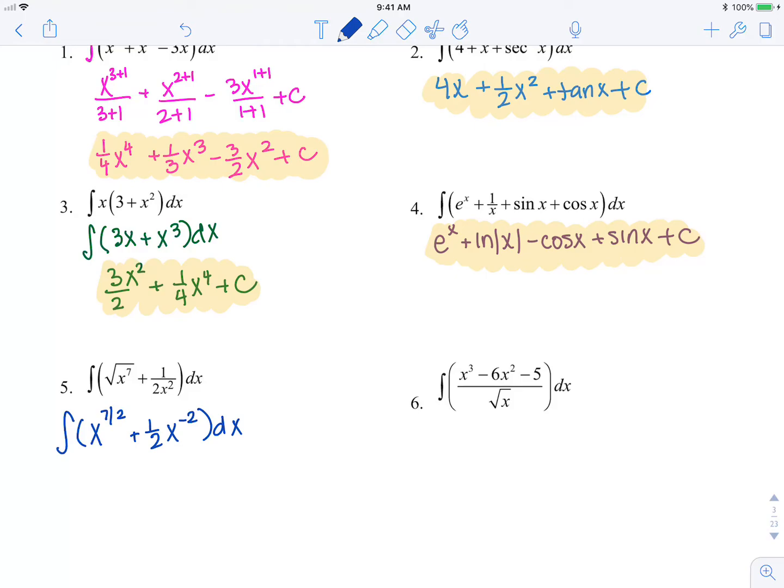So 7 over 2 plus 2 over 2 is 9 over 2. And if I divide by that fraction, that's multiplying by its reciprocal. And then x to the negative 2 plus 1 is negative 1. So I'll have x to the negative 1, and dividing by negative 1 will make this a negative 1/2 plus c. And we can simplify that answer, but I'm just going to leave it here to save time.